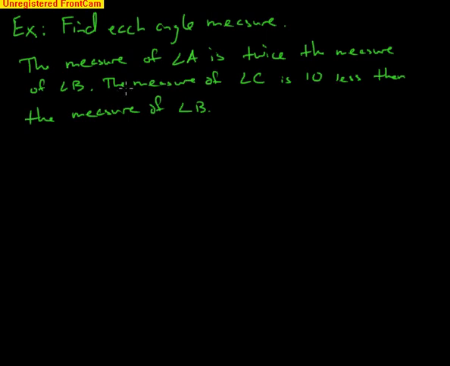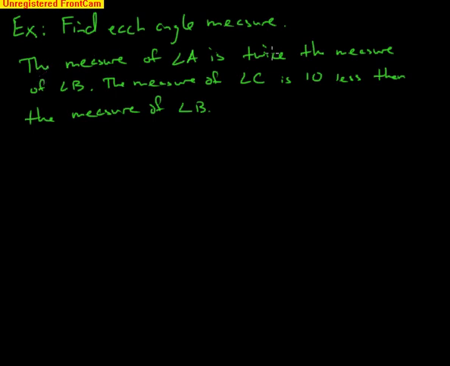All right. Second example. Example 2 is going to be find each angle measure of the interior angles. So what I'm going to do is write it down and then you copy it after. So hopefully you pause it and write it down. Here's what the problem says.